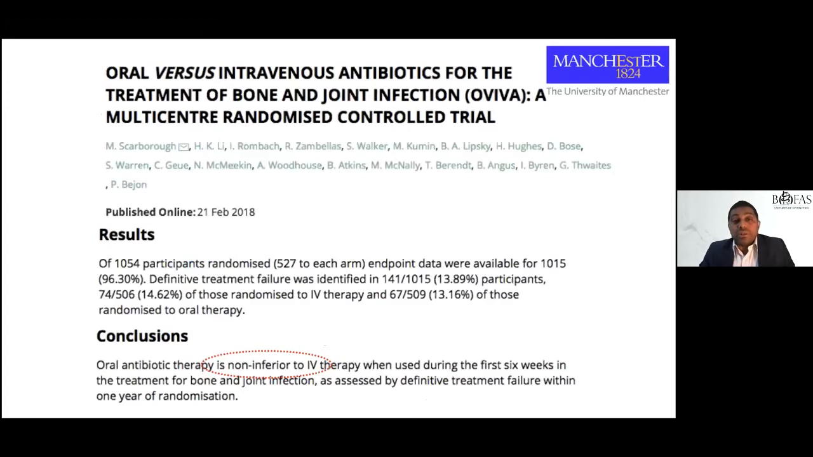And also, there are studies, especially the Oviva study from Oxford, has shown that oral antibiotics is not really inferior to intravenous therapy. So the question is that, do all of them need to be admitted? Do all these patients need IV antibiotics, or can we get away with oral antibiotics? I think the question is still unanswered to some extent.